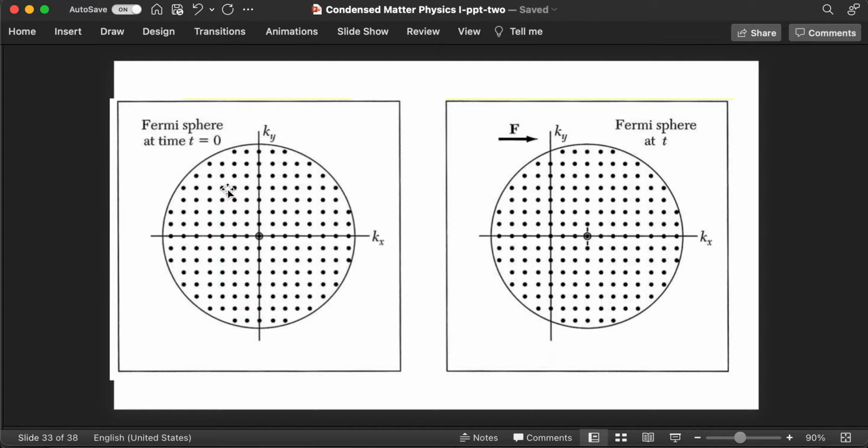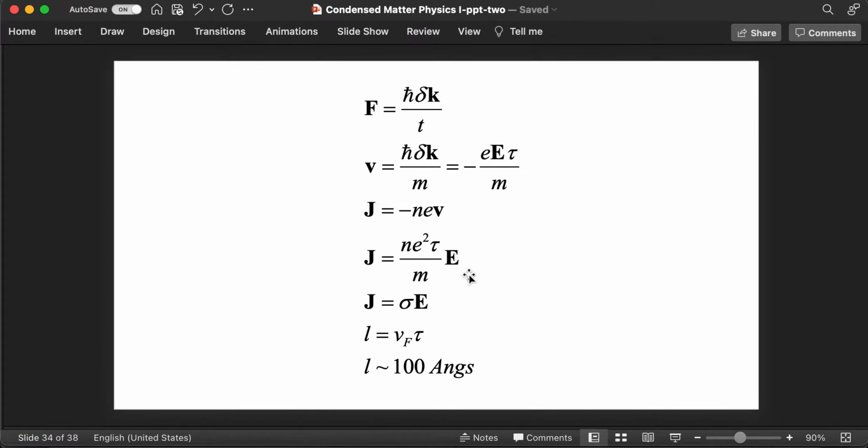When you apply an electric field which results in a force, let's say in that direction, then all the electrons will experience a momentum, or it will be a shift in the wave vector delta k, and because of this the Fermi sphere gets displaced like that as shown. Of course, this is a very schematic depiction.